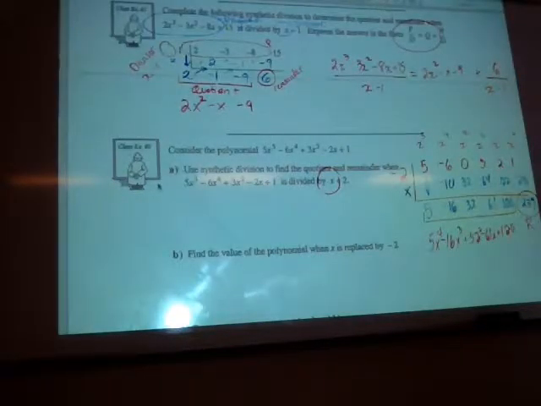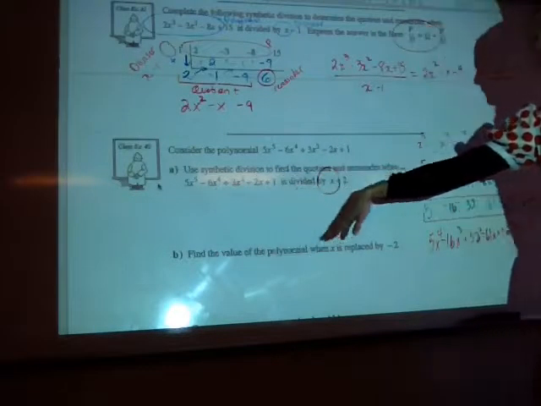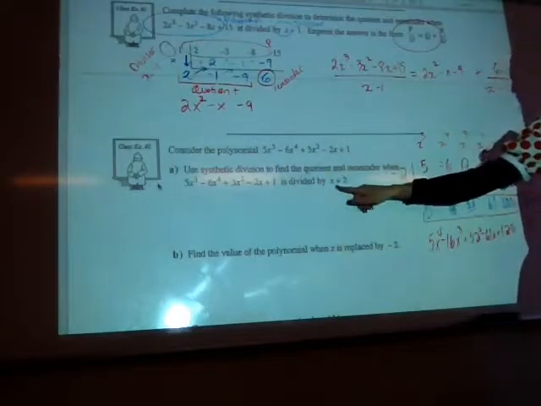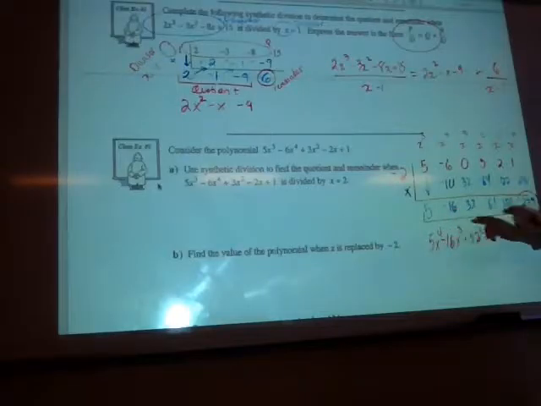So you'll notice that if we're dividing a polynomial with degree 5 by a binomial with degree 1, the quotient has degree 4. x to the power of 5 divided by x is x to the power of 4. So we're just 1 degree lower.